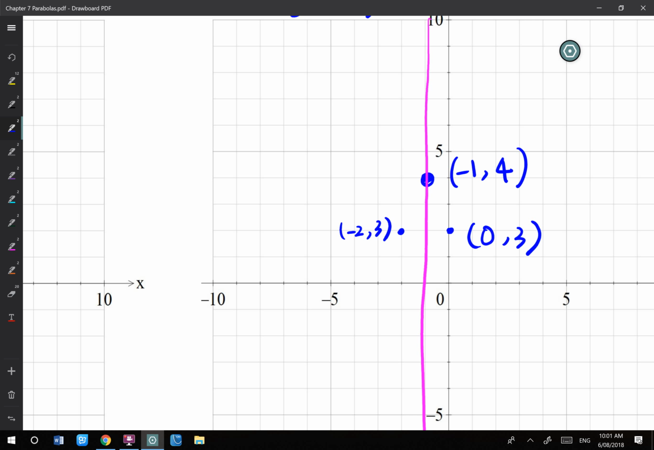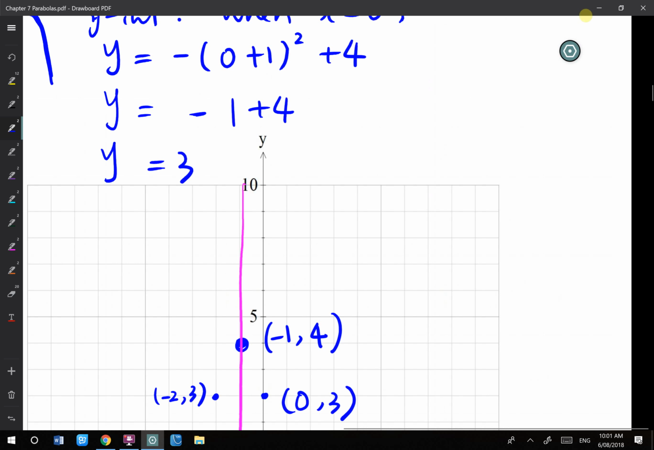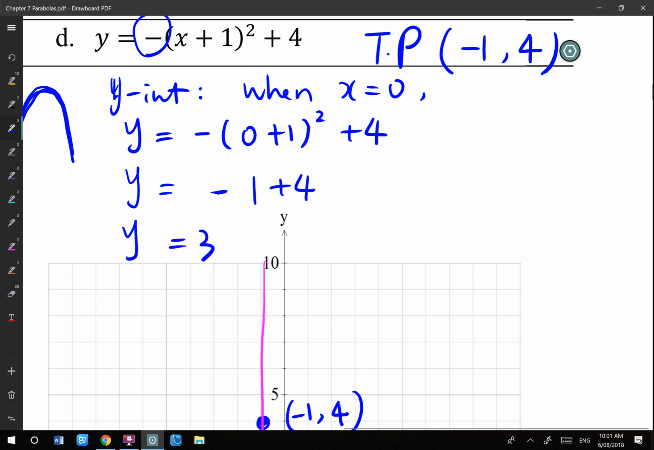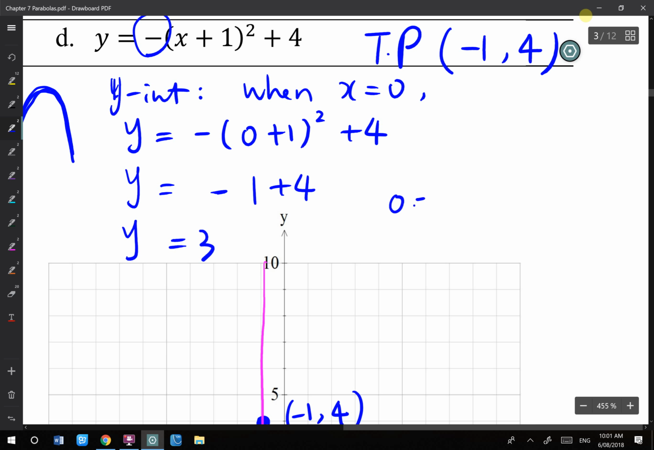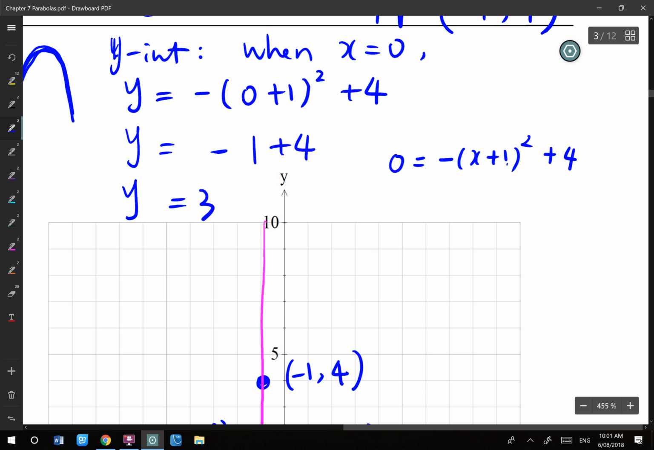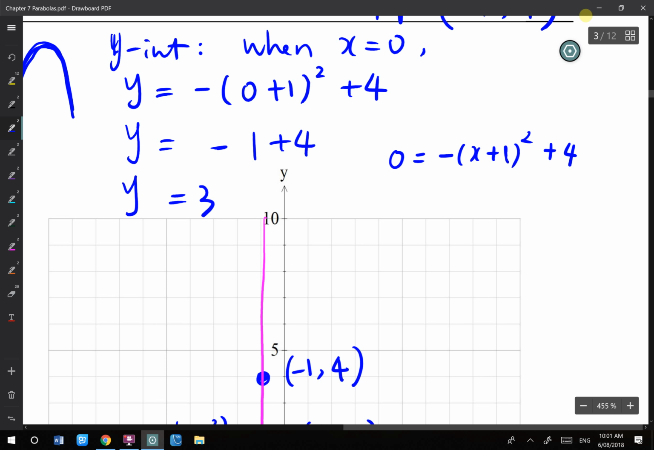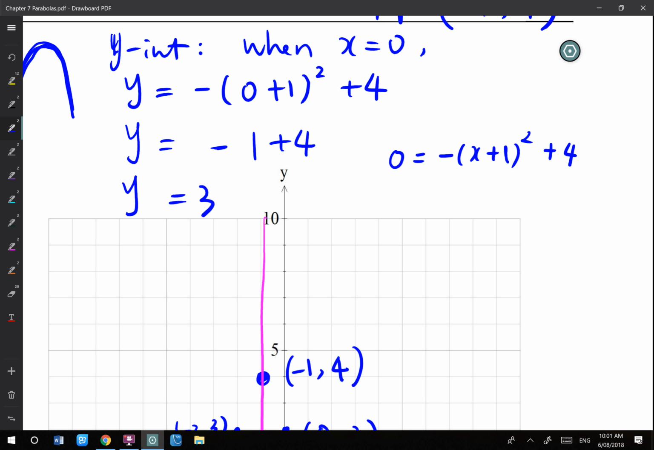Also, I need to calculate the two x-intercepts. So I'll make y equal to 0. So 0 equals -(x plus 1) squared plus 4. How should we solve this? We can expand first. Any other ways? Expand is definitely one correct way.